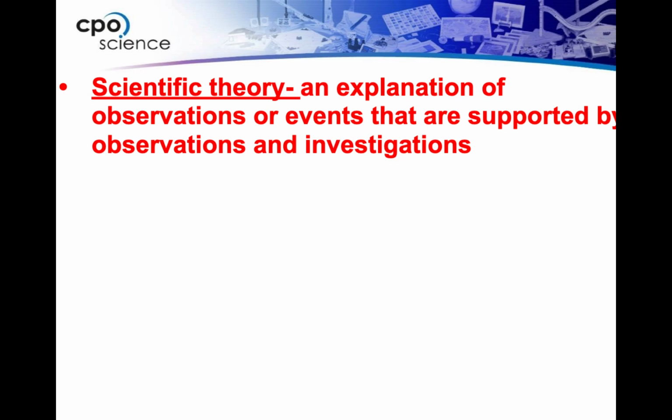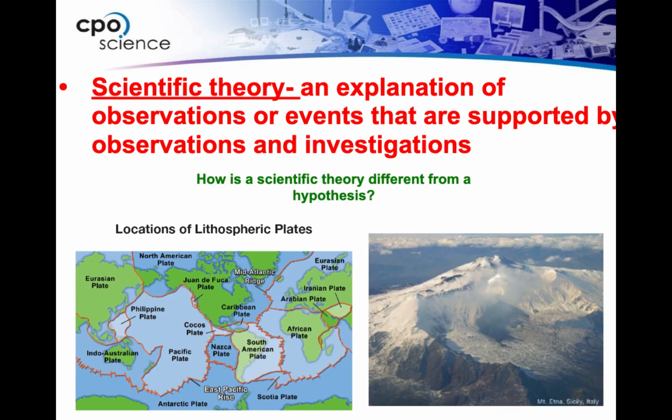Scientific theory, on the other hand, is a little bit different. Now, think of anything that's called a theory. When someone says, well, I have a theory about something, they're thinking it, they've got all this evidence that it's probably true, but can't prove it quite yet. So scientific theories are explanations of observations or events. They're supported by observations and investigations, but a good way to think of them is we can't see them. They're really hard to see.